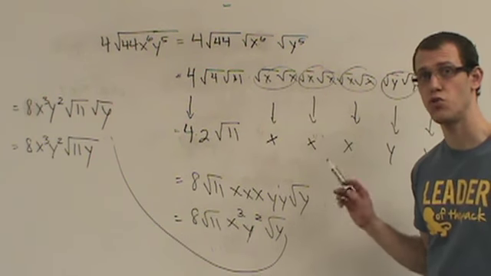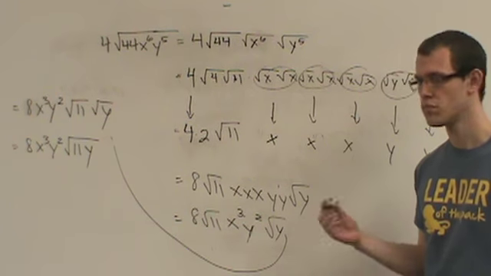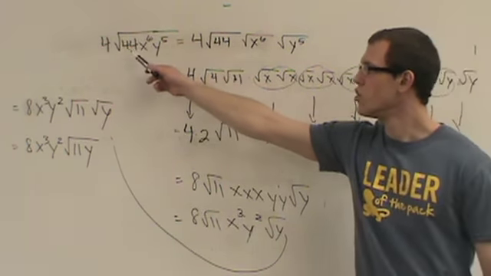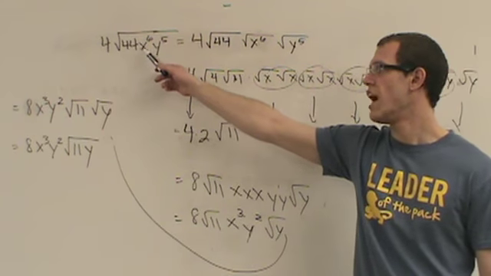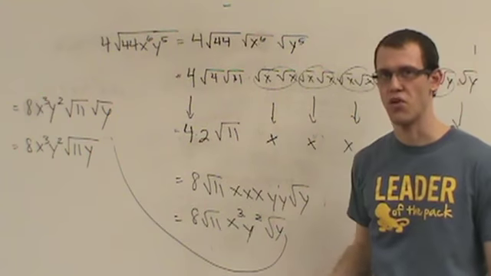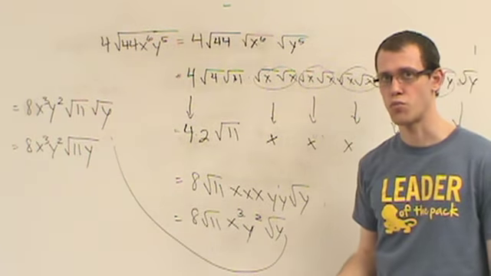But I encourage you to watch this video again, especially when doing the homework, to see the process. Because you have a number outside, you have a number inside the radical, and you have 2 different variables, an even exponent and an odd exponent. So there's a lot to this problem. So it's a great way to review for your homework or your quiz.